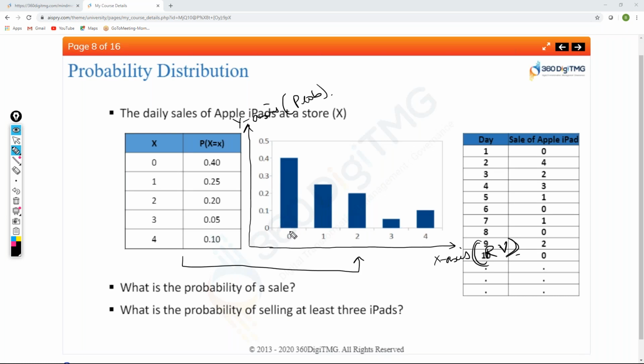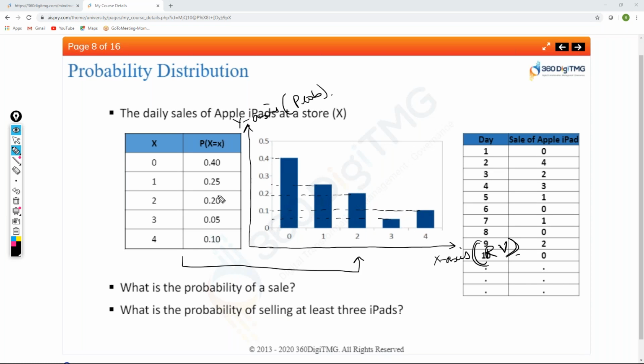Probability of selling 0 iPads is 0.4. Probability of selling 1 is 0.25, so you draw a bar which reaches 0.25. Probability of selling 2 television sets is 0.2. Probability of selling 3 television sets is 0.05. Probability of selling 4 is 0.1. So on and so forth.